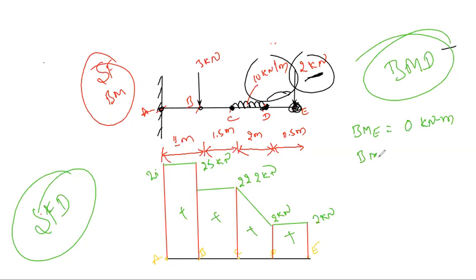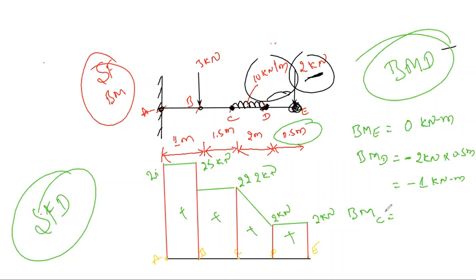Next, bending moment at D. Minus 1 kilonewton meter. Yes, sir, minus. How come 1? 2 kilonewton into the distance 0.5 meter. Force into distance is nothing but 1 kilonewton meter, right? Minus 1 kilonewton meter. Yes, sir.